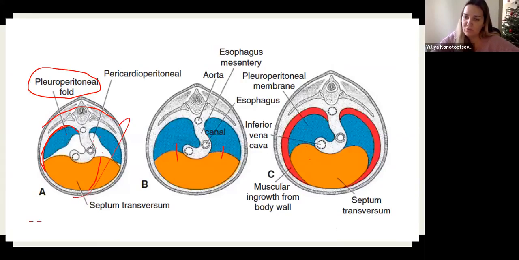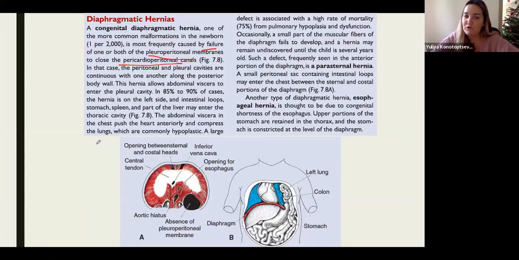No fusion happens. So you will have a diaphragmatic hernia, a congenital one, if these folds do not fuse with the septum transversum, they stay open. Two types of hernia could be present. There is a parasternal hernia and there is an esophageal hernia. Parasternal hernia arises when we see some parts of the peritoneum present behind the sternum. So maybe intestinal loops. Sometimes even a part of the liver or a part of the spleen can be present behind the sternum.